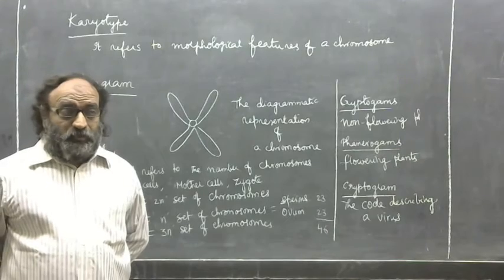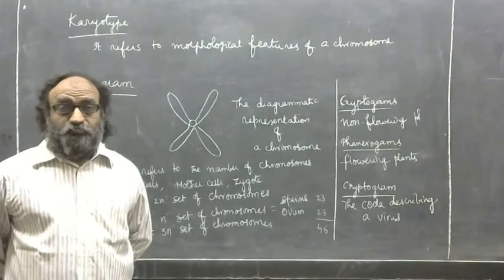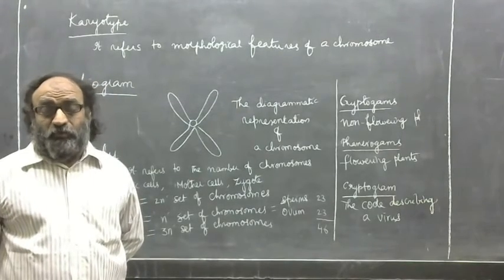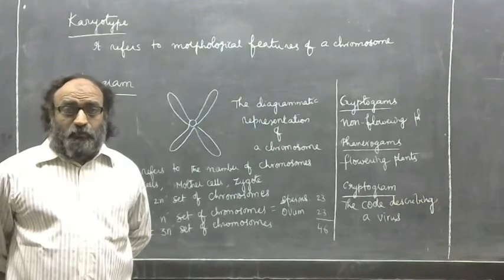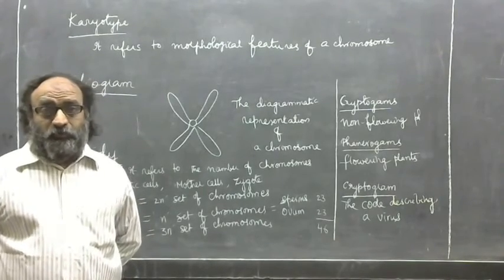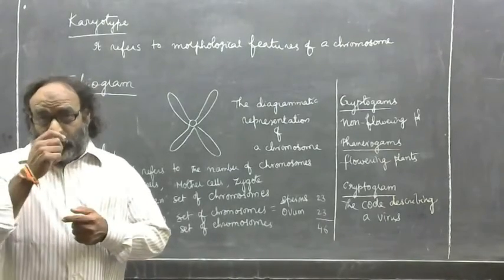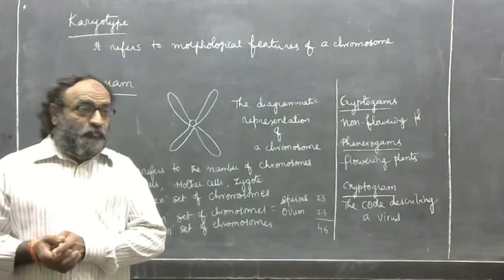Remember, gymnosperms such as cycas is a gymnosperm, pinus is a gymnosperm, gnetum is a gymnosperm, ephedra is a gymnosperm. So there are a number of examples for gymnosperms. Now my intention is to make you aware of the ploidy, that is the number of chromosomes.